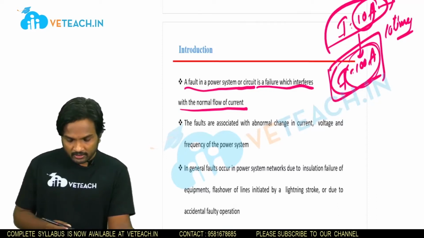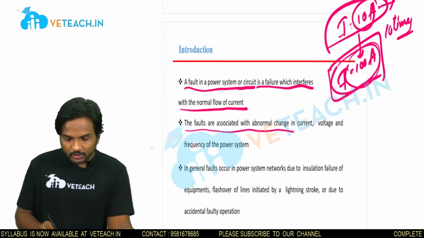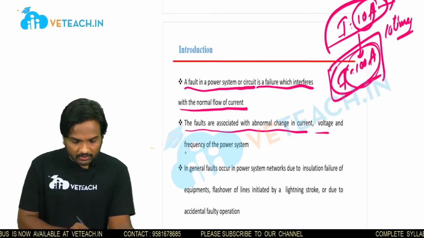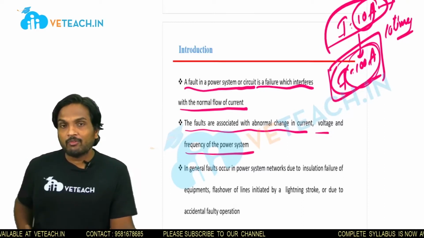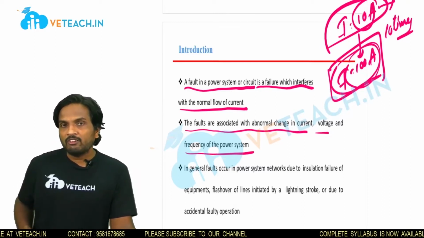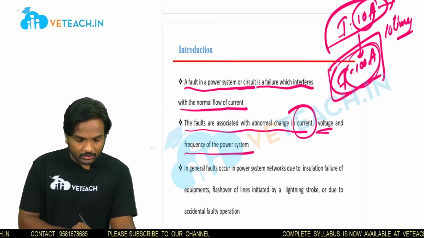The next point is that faults are associated with abnormal change in current, voltage and frequency of the power system. One more important point regarding faults is, if a fault occurs in a power system, there will be a change not only in the current, but in voltage and frequency also.